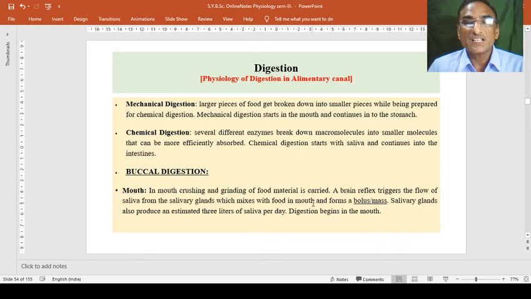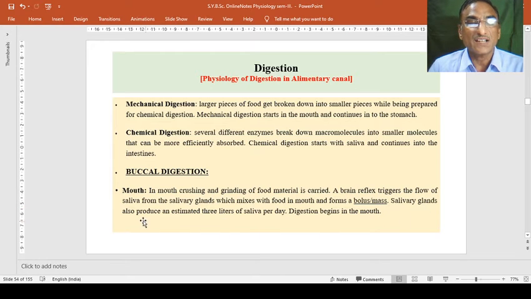Whatever food material is broken down in the mouth, the tongue rolls it and forms a bolus, which in Marathi we call a ghas. The bolus is prepared by mixing the food with saliva with the help of the mouth and tongue, and that is nothing but the bolus.